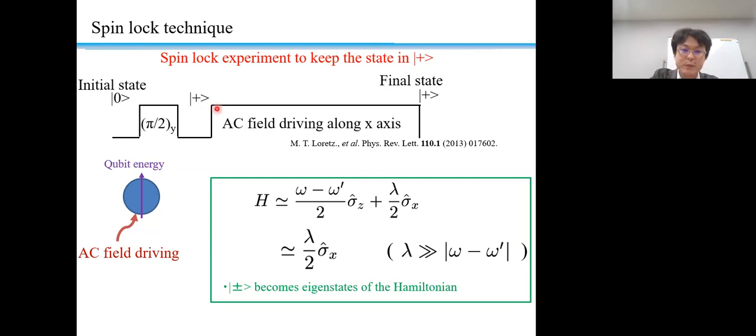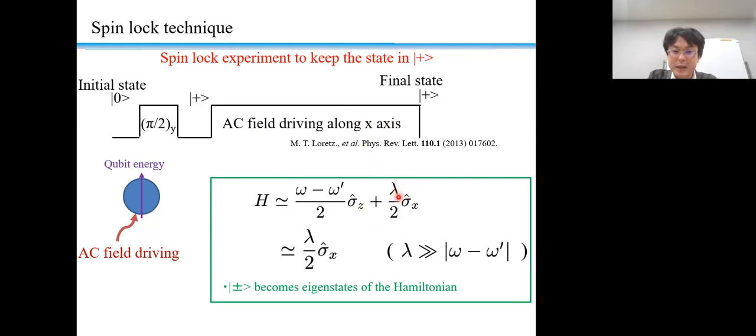In this case, we can prepare the plus state. And this plus state is the eigenstate of sigma x. And here we drive the qubit in the x direction. So in this case, as I said before, the Hamiltonian is described like this.